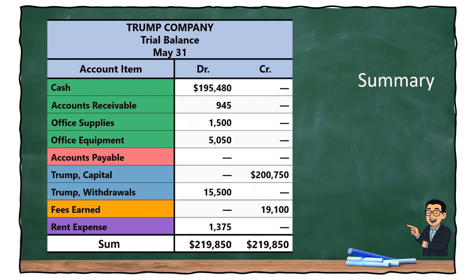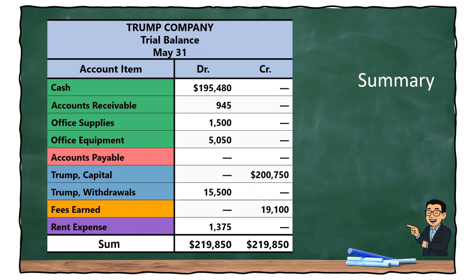In Chapter 2, we answered 2 key questions. First, how do we record transactions? Each transaction impacts at least 2 accounts, and we use the double entry system to ensure that debits always equal credits. We first record these in the journal, then post them to the ledger's T accounts.